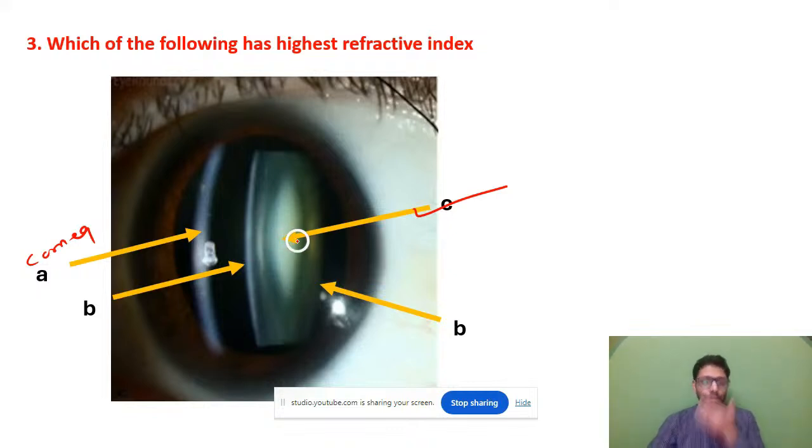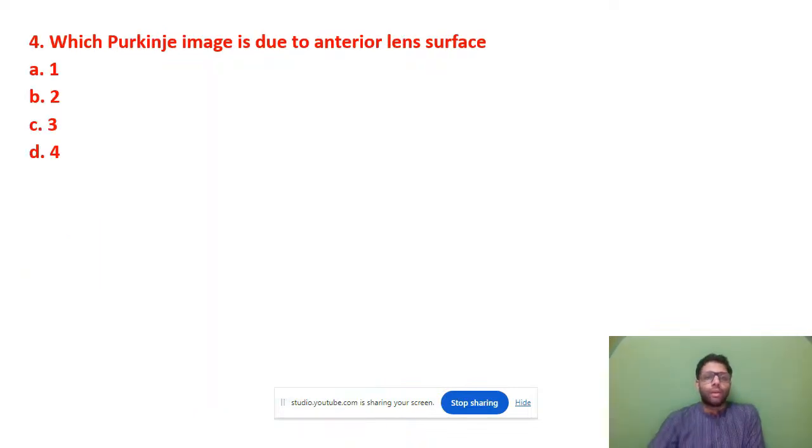By the slit picture alone you can tell this. So this is actually nuclear sclerosis going on over here. Now Purkinje images are 4 in a normal person, 2 by the cornea and 2 by the lens. 1 is from the anterior cornea, 2 from the posterior cornea, 3 from the anterior lens, and 4 from the posterior lens. And in aphakia, there are only 2 because there is no lens.